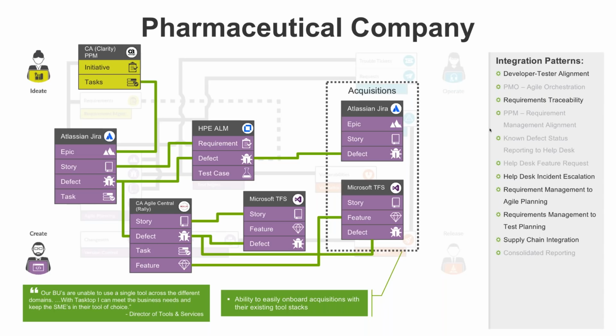The quote down on the left: our business units are unable to use a single tool across the different domains. This way having a broader integration strategy can meet the business needs and keep people in their tool of choice. And then again, as I've mentioned, the ability to onboard acquisitions, which is a little bit related to future-proofing your integration infrastructure, is important as well.